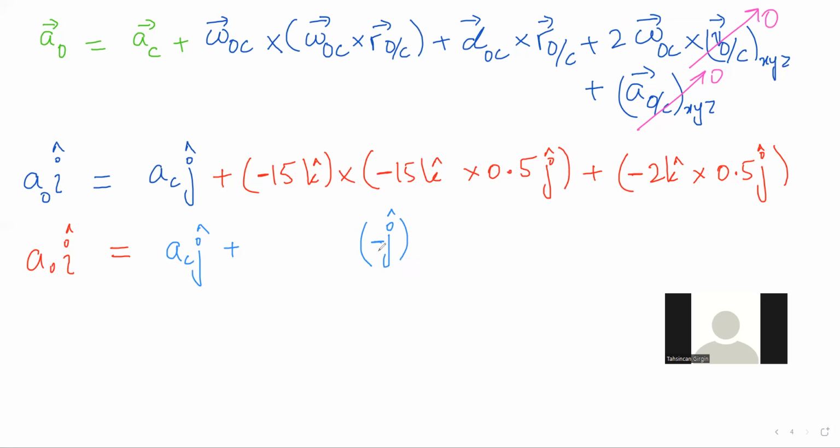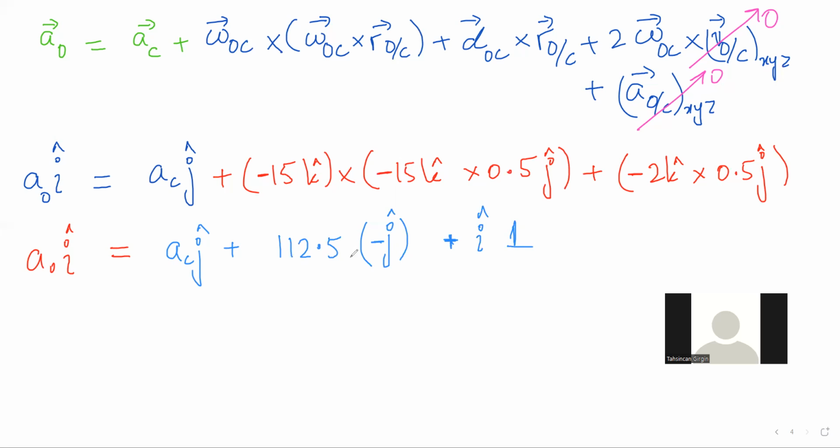Calculator. 105 times... Okay, everyone. 112.5. Okay. Then this is K cross J, which is negative I. Okay, and this is 1.